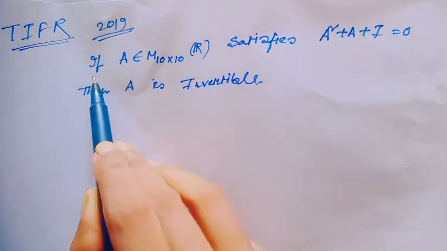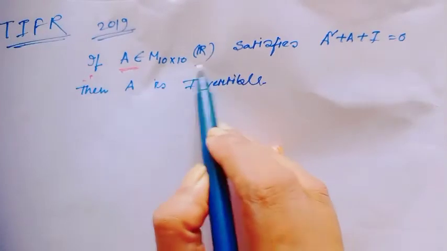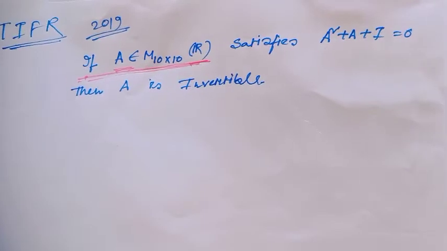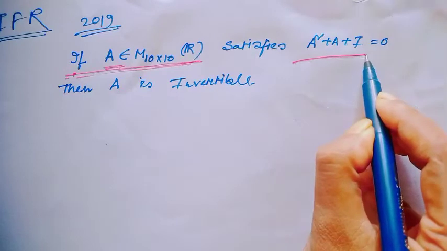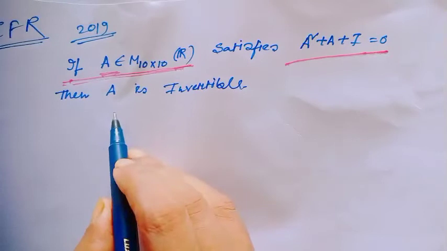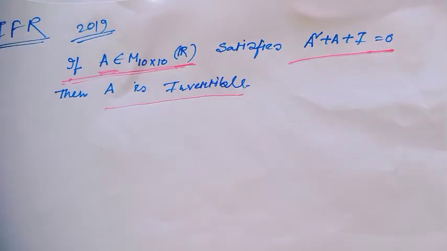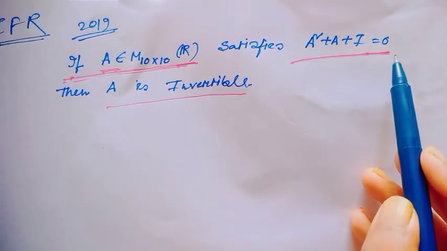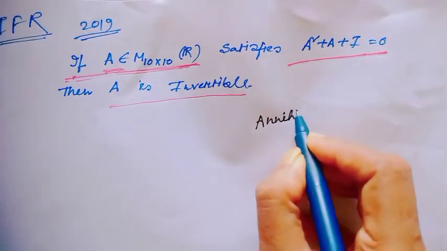The question is: given A is a 10 cross 10 matrix over the field of real numbers. If A satisfies A square plus A plus I equal to 0 operator, then we have to prove the matrix A is invertible. Notice here, A square plus A plus identity equal to 0 operator means the annihilating polynomial is given.